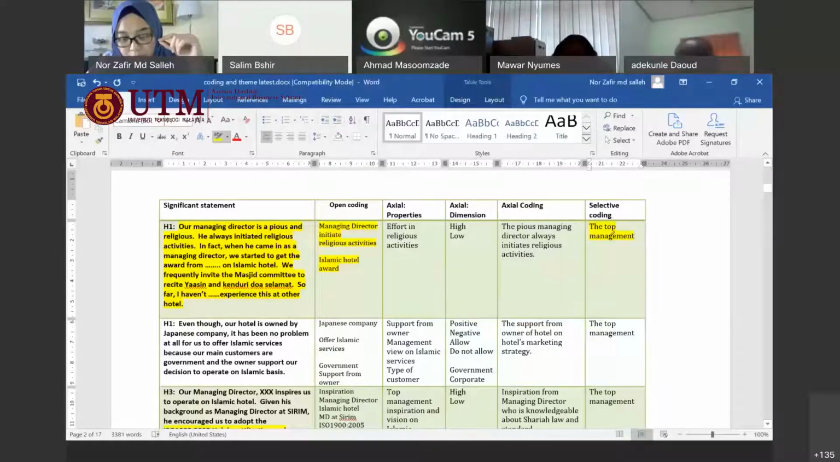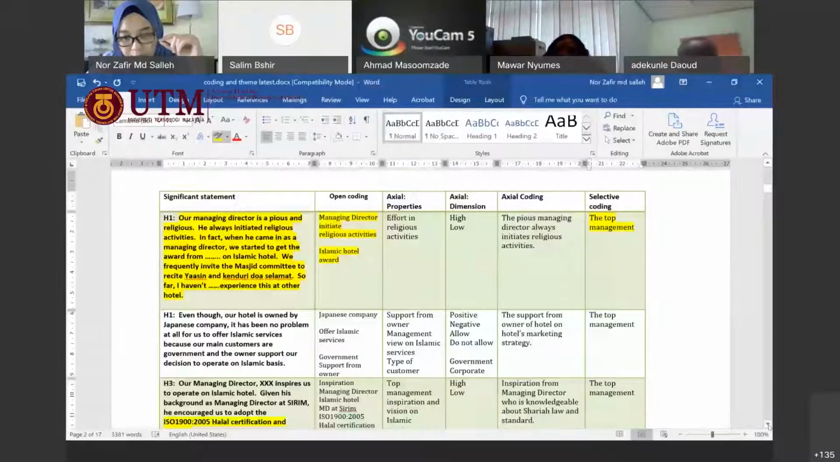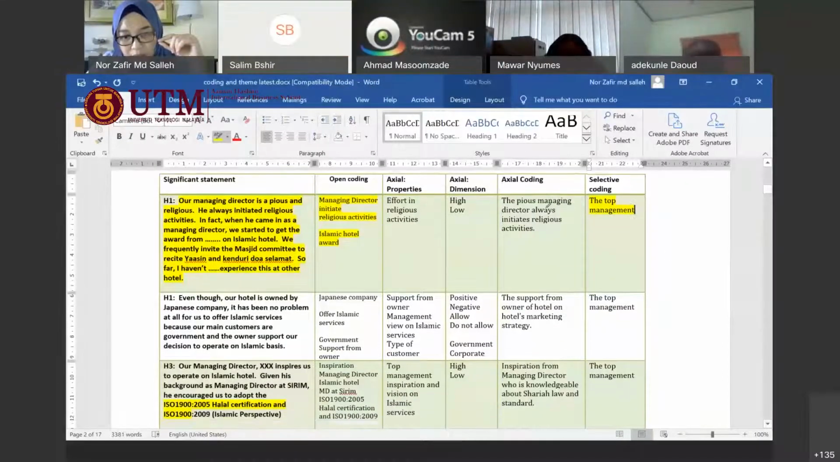For top management, it has many axial codes, as you can see here: the pious managing director always initiates religious activities, the support from the owner of the hotel on hotel marketing strategies, and inspiration from the managing director who is knowledgeable about Sharia law and standards. Those are from the management side, so I put them under selective coding. Okay? Thank you. You're welcome. So I want to share another one.